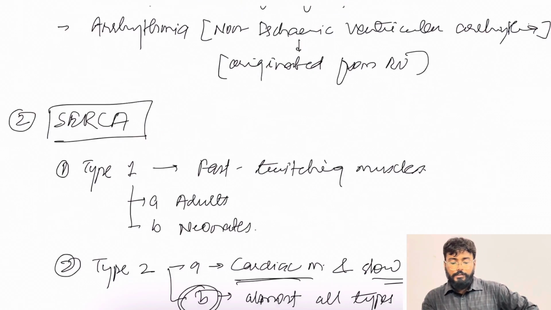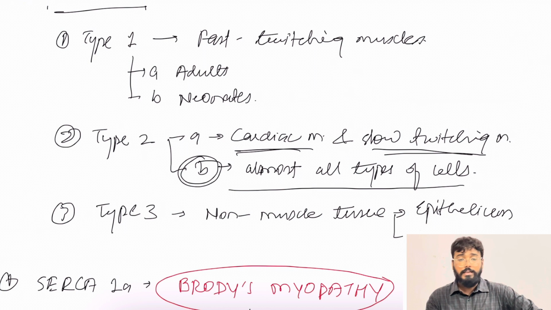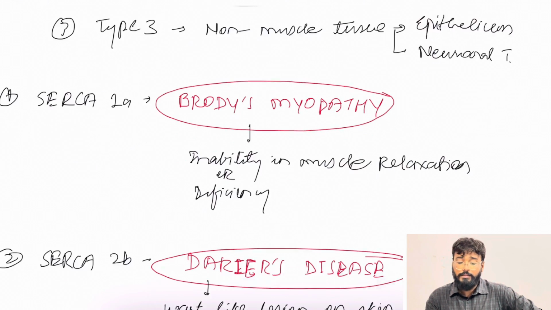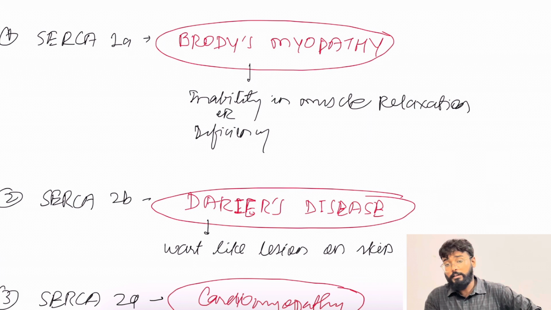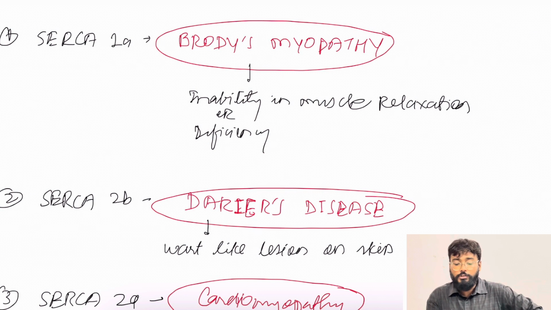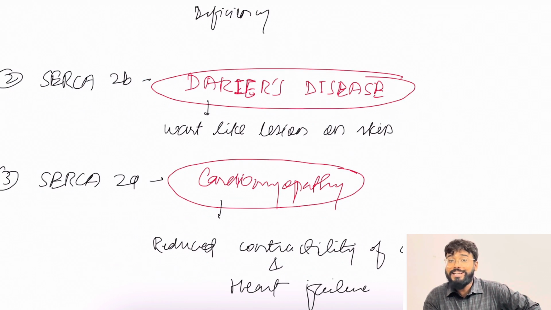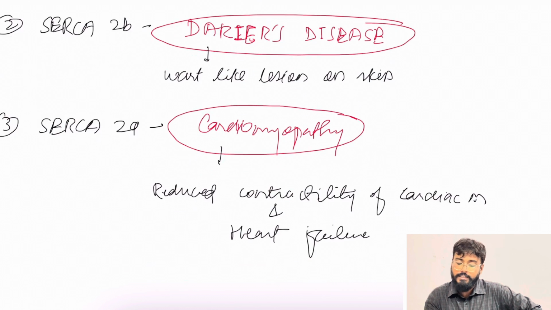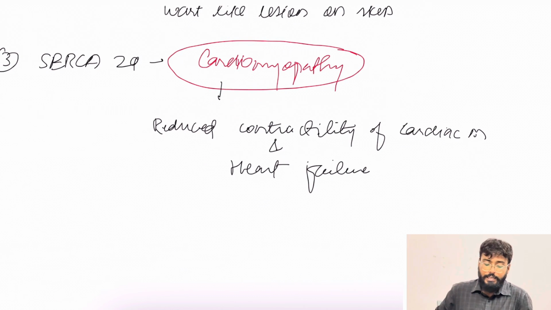So SERCA pump is of three types. We have seen the subcategorization and the defects. Defect in SERCA 1A causes Brody's myopathy. SERCA 2B causes Darier's disease, and SERCA 2A causes cardiomyopathy, where you will see reduced contractility of cardiac muscle and also heart failure.